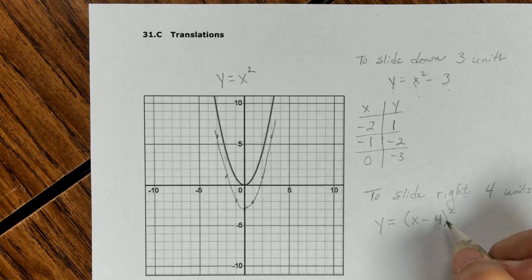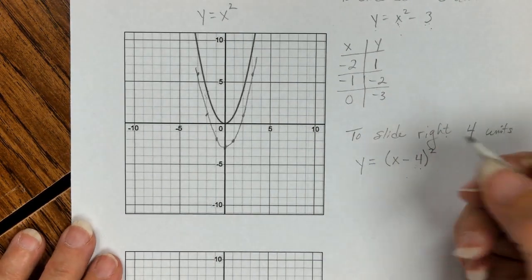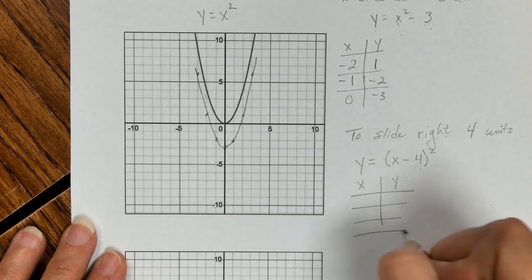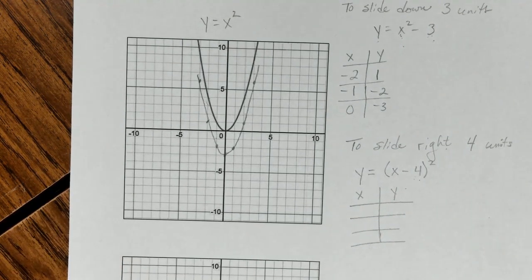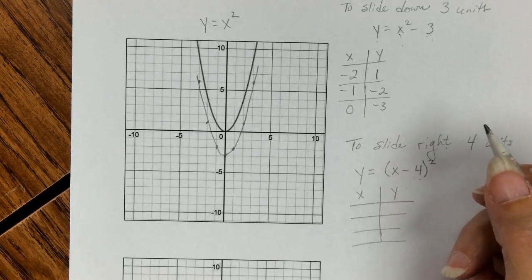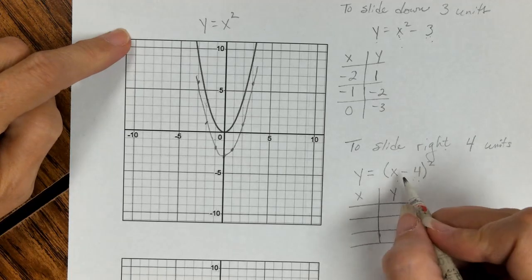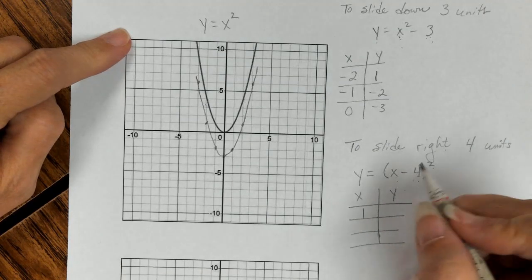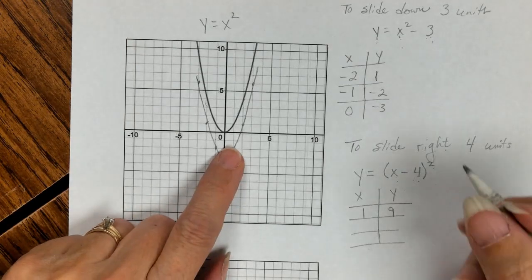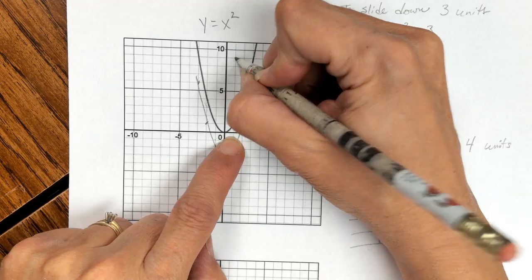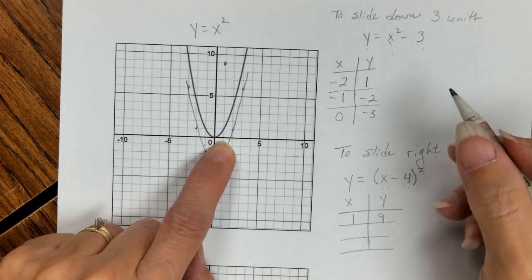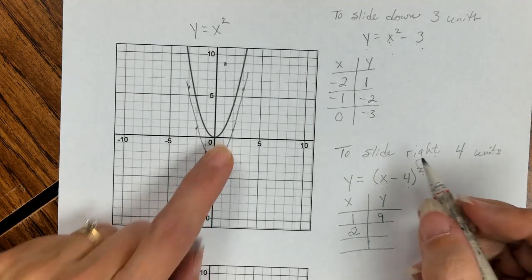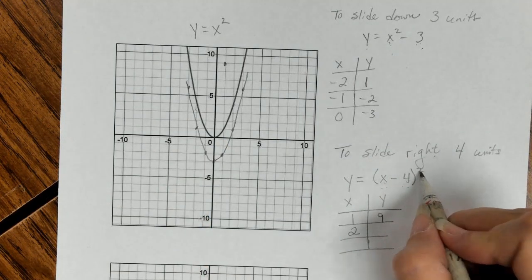Okay, so let me just demonstrate the graphing of this, and you will see. So x and y. Let's choose, well, if I choose 0, it's going to be off my grid here. How about 1? When x is 1, 1 minus 4 is negative 3. When I square that, I get a 9. So 1, 9. That is right here. Let's try when x is 2. Okay, when x is 2, I have negative 2 squared. That is 4.